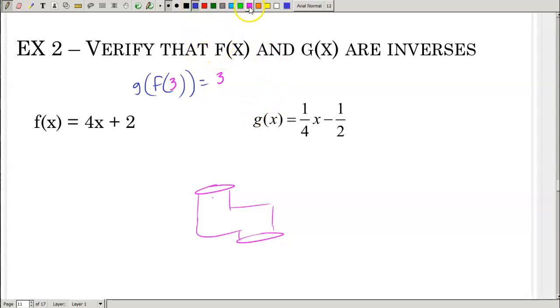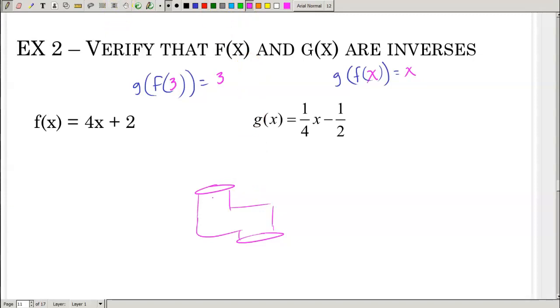So if I take any number x and I plug it into f, and then immediately after I take that and I plug it into g, right? So from section 6.3, this looks like a function composition. If I take x, I plug it into f, and then I plug it into g, they would be inverses if I also get x. If we could show that for any number that this works, then that's kind of the definition. That's a good proof that these two things are indeed inverses.